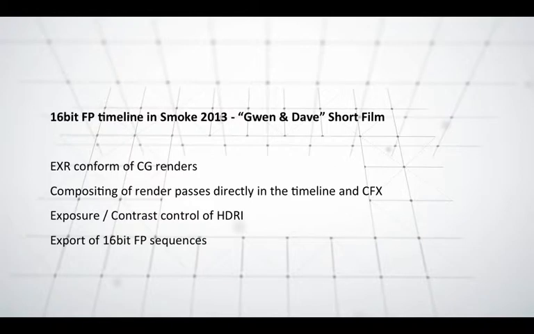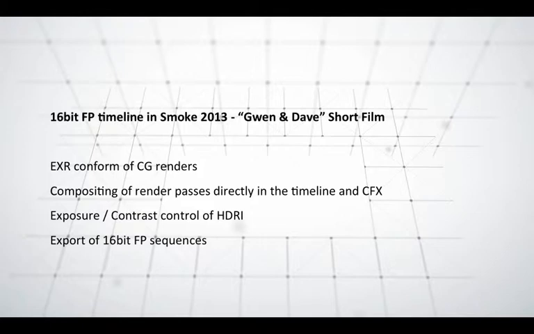Okay, so that was a broadcast promo. What if we're dealing with something that's more filmic? So this piece we're about to show you is called Gwen and Dave. It's a short film. It was all rendered in 3D Studio Max, rendered as EXRs, open EXRs, 32-bit full float. And what we've done is imported them in.